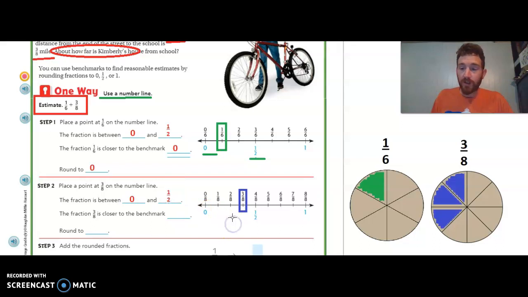Now in this case, which one are we closer to? Again, we're going to round to the nearest benchmark. These benchmarks, 0, half, or 1, are going to help us get close to where we want to be and be able to solve these problems quickly with some mental math. We're between 0 and 1/2. Notice again, 3/8, 4/8 would be equal to 1/2, so 3/8 is pretty close. What we want to do is round that to 1/2, okay? So we're going to use that as our benchmark. We're going to say this is pretty close to 1/2, so we're going to round that to 1/2. All right, so we're going to say 3/8 is about 1/2.